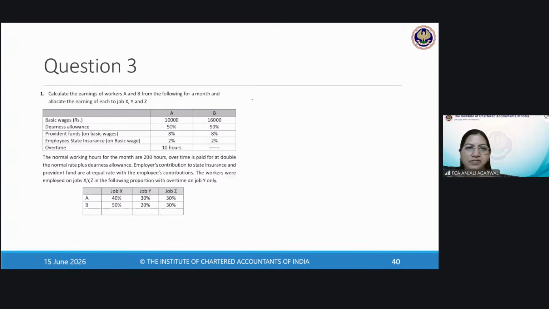Another interesting question that you get in labor employee cost is, how do you calculate the earnings of the workers? And how do you allocate it against various jobs? What is it that you calculate? Before I start with this, I'll need to tell you one law which is as per the Factories Act, that the workers need to be paid at double the rate for overtime.